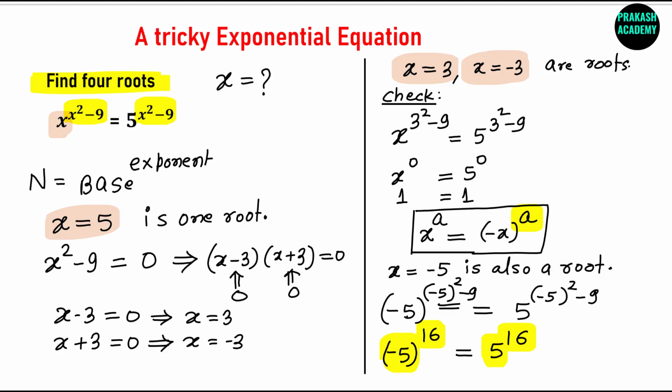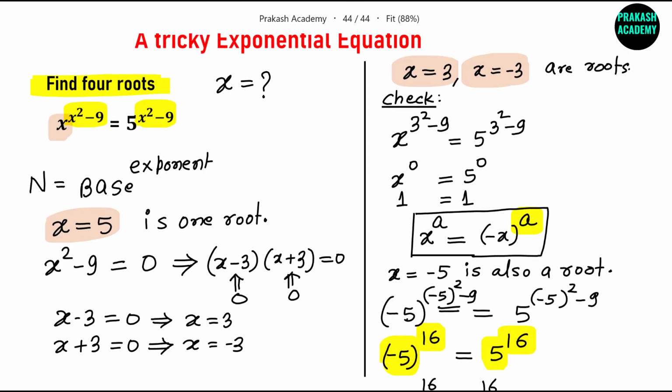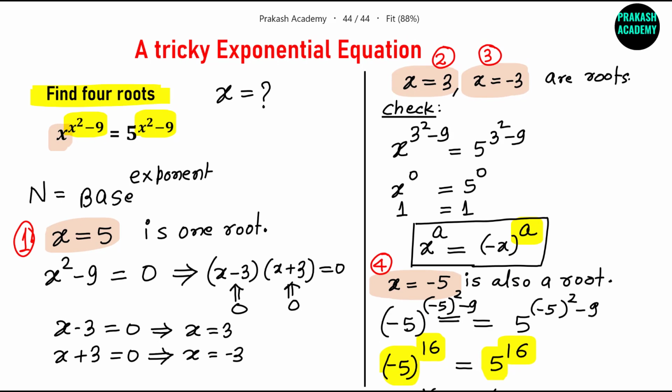So I can write basically this will be 5 raised to the power 16, this is equal to 5 raised to the power 16. So this also satisfies. So x equals minus 5 is also a root for this equation. So how many roots do we have? In this case we have found 4 roots. So this is the first root, this is the second root, this is the third root, and this one is the fourth root. So we found the 4 roots for this exponential equation.